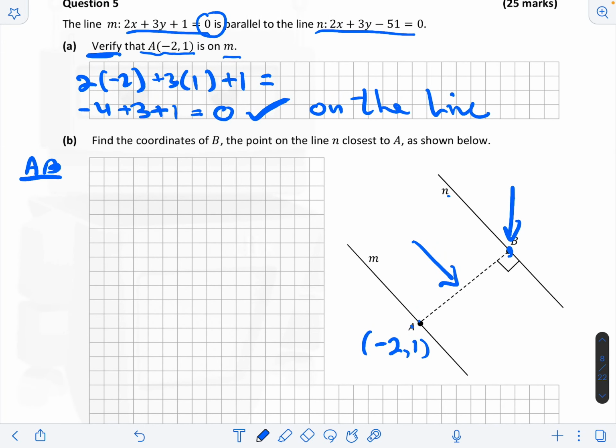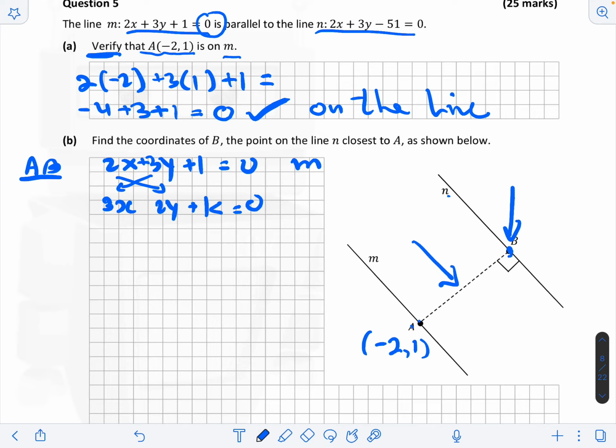I know that this line is perpendicular to the line 2x plus 3y plus 1 equals 0. This is the line M, and they're perpendicular. If they're perpendicular, it means that if you multiply the slopes, you get -1. In other words, if this is the first equation, for the other equation you just swap the places of the x and the y. So that gives us 3x, 2y, plus some number. I'll write k.